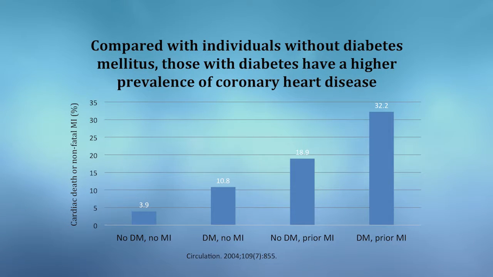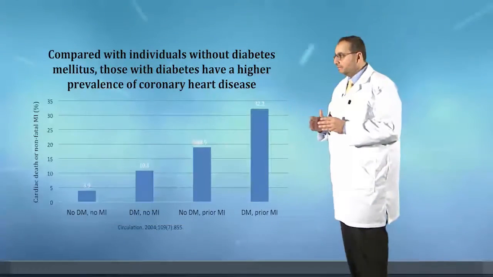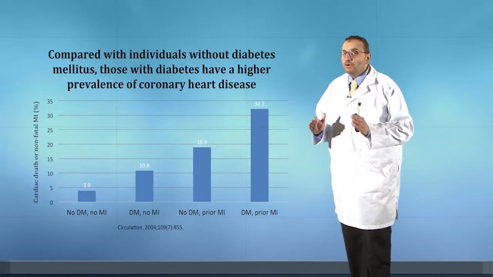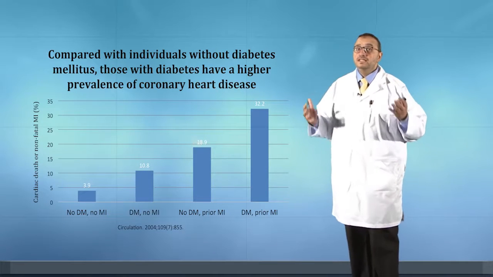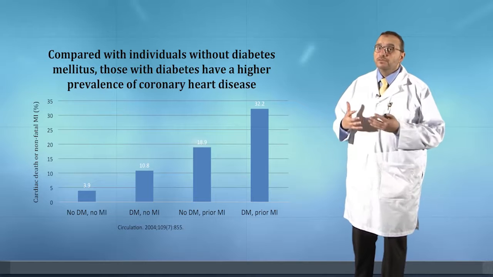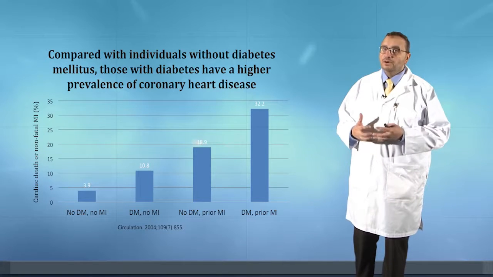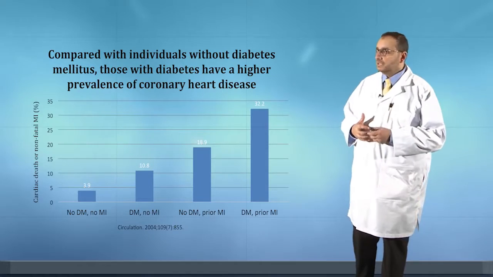a study published in Circulation in 2004, that you can see in the graph, shows that if the patient does not have diabetes or prior MI, the calculated death from non-fatal MI is around 3.9% compared to 32.2% if he had diabetes with MI. If he had diabetes only without prior MI, the chance is also around 10.8%. So you can see the much higher chance of mortality if they are diabetic with an MI compared to non-diabetic patients.